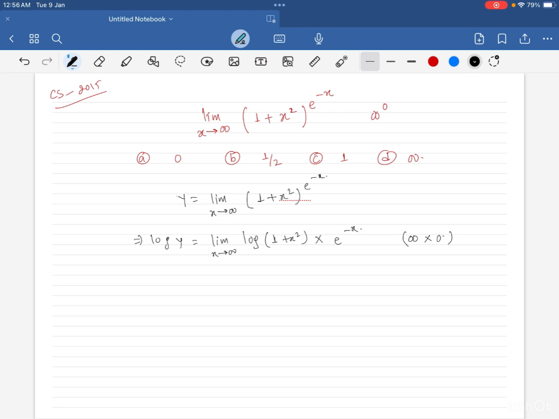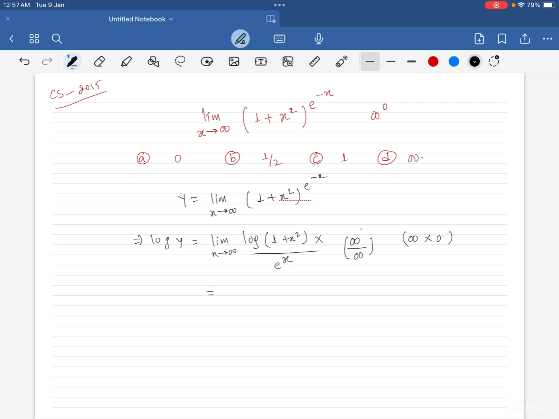Right, so what we can do, maybe we can put this e to the power minus x here, e to the power x. Right, now this will be of the form infinity by infinity. Now we can apply the L'Hopital rule and we can differentiate.